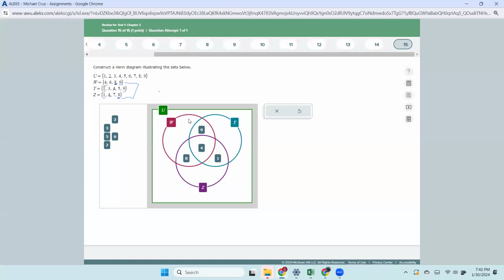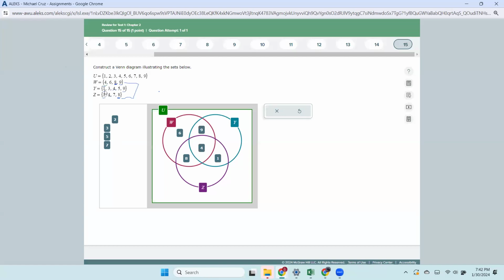Now, let's just go back. It doesn't matter which order now, we're going to do the single ones on the outside. So which ones are in W? We got 4, 8, 9. The one that's missing is 6.